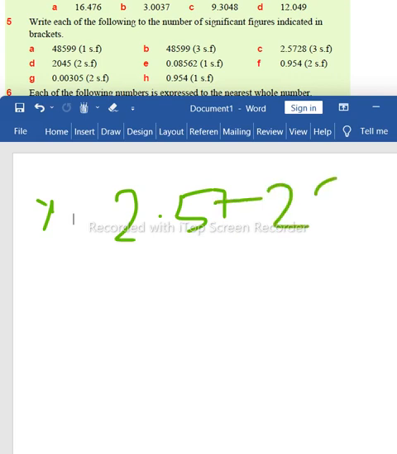Question C says 2.5728. This is the number, and we have to put this number with 3 significant figures. The 3 significant of this number is 2, 1 significant, 2 significant, 3 significant. So we have to put this number 2.57. As we see, the number next to 7 is 2. We have to leave it as it is, or make it 0.